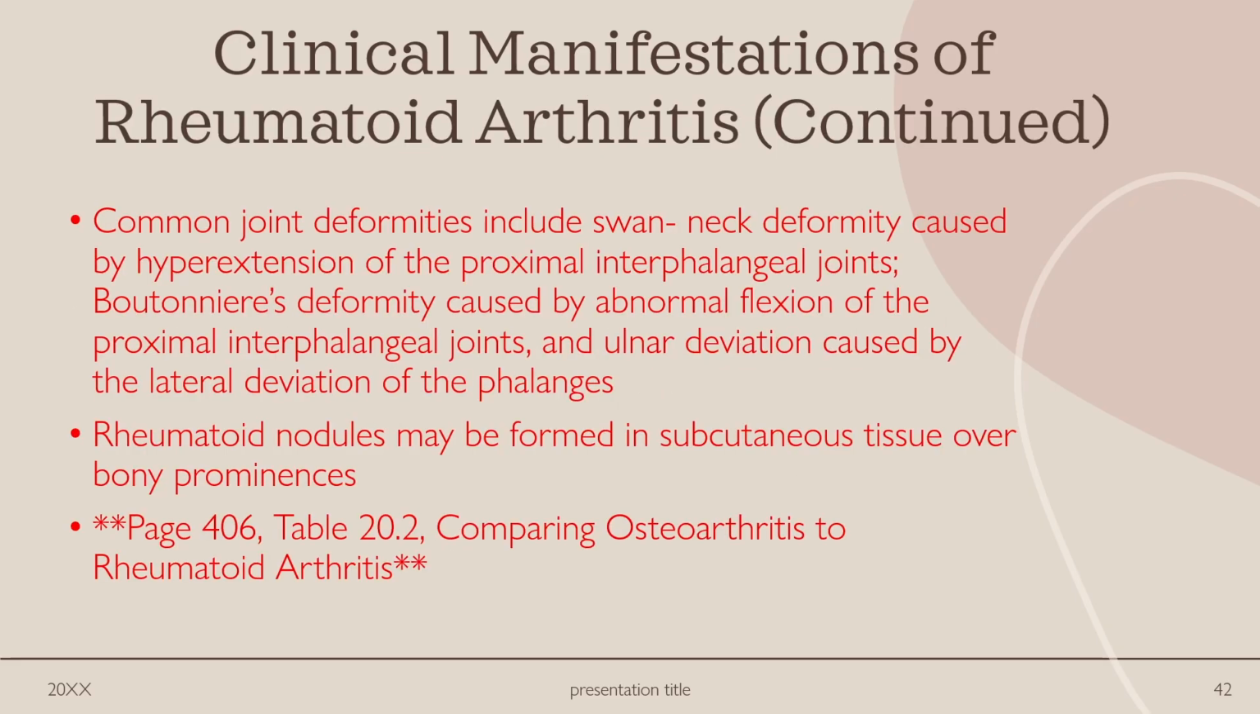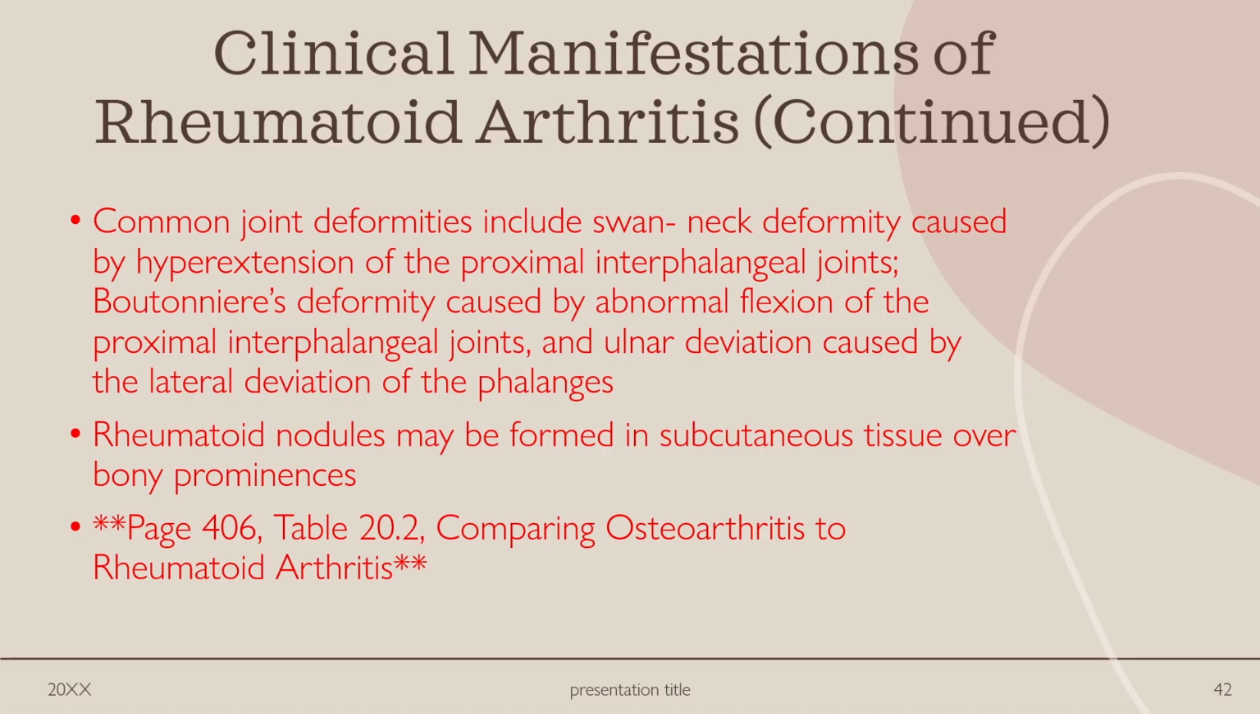So ladies and gentlemen, listen up, and then listen up one more time, please. Common joint deformities will include a swan neck deformity, and this is caused by hyperextension of the proximal interphalangeal joints. Boutonniere's deformity is caused by an abnormal flexion of the proximal interphalangeal joints, and ulnar deviation caused by the lateral deviation of the phalanges. Rheumatoid nodules may be formed in subcutaneous tissue over a bony prominence.